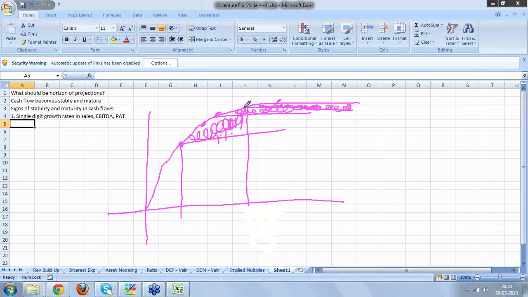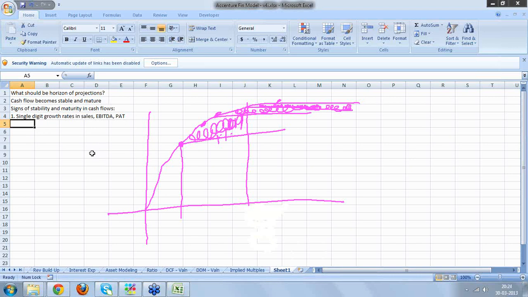So ensure that company has actually moved into a path. That means it may require that you need to increase the horizon period to 10 years, 8 years, 12 years even, to ensure that company has moved into a growth phase where the growth rates that are evident in financial parameters have come down to single digit.